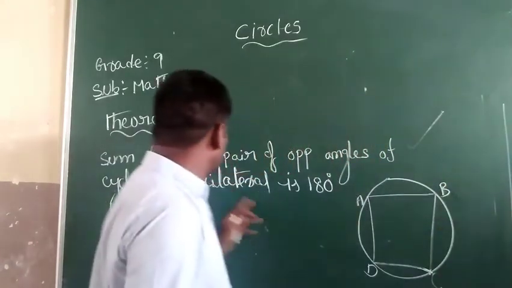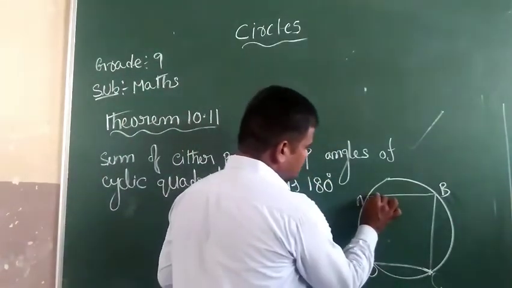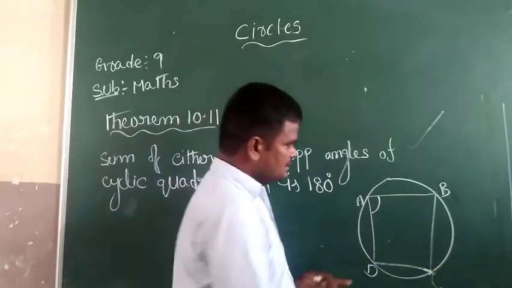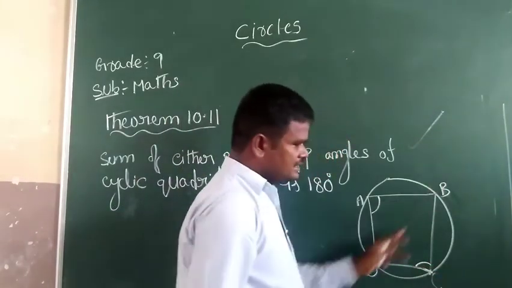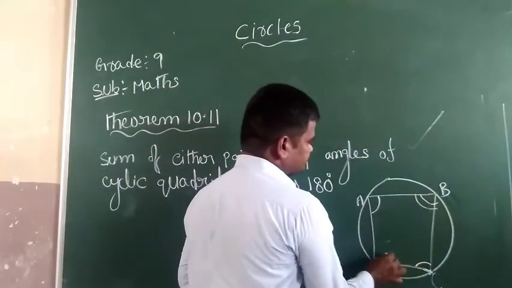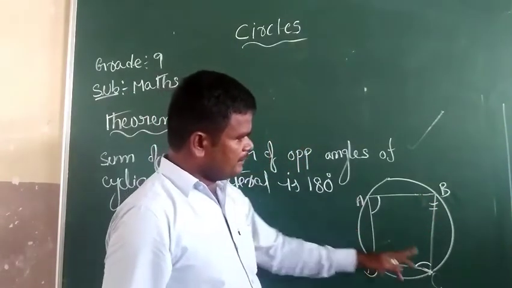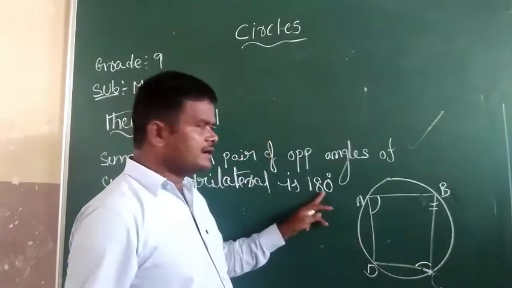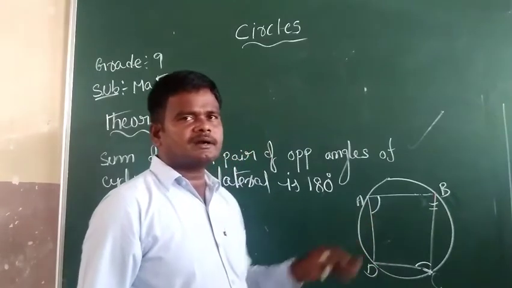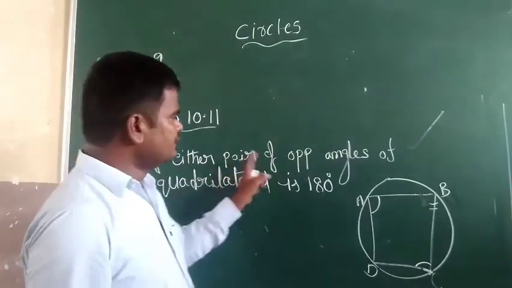So in this circle, consider either pair of opposite angles. Here A's opposite angle is C, and B's opposite angle is D. So angle A plus angle C equals 180 degrees, and angle B plus angle D equals 180 degrees. This theorem says that the pair of opposite angles.